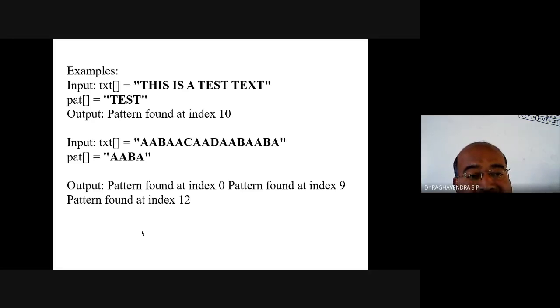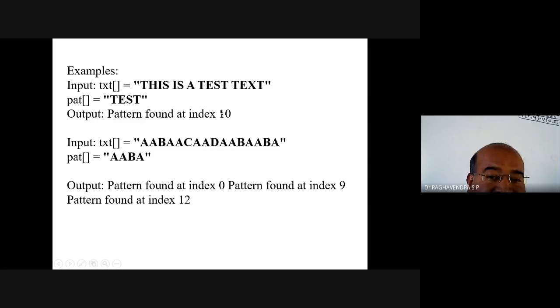Now we'll take some examples. We have an input here. The input is a text, a character array: this is a test text. This is the input text, and the pattern array is test. We have to search this pattern in the given text. Next, we have the output: the pattern is found at index 10.